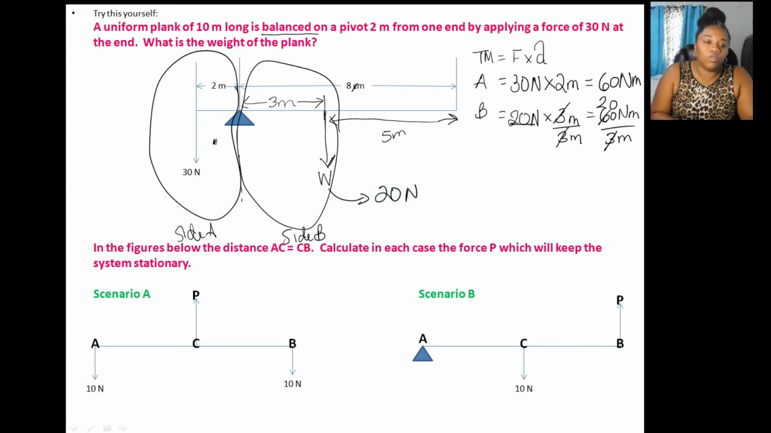Okay, so even though you didn't learn how to do one side against the next, you know that for things to be balanced, side A must be equal to side B. Now it says here, in the figures below, the distance AC is equal to CB. Calculate in each case the force P, which will keep the system stationary. Okay? So all upward forces is equal to all downward forces.